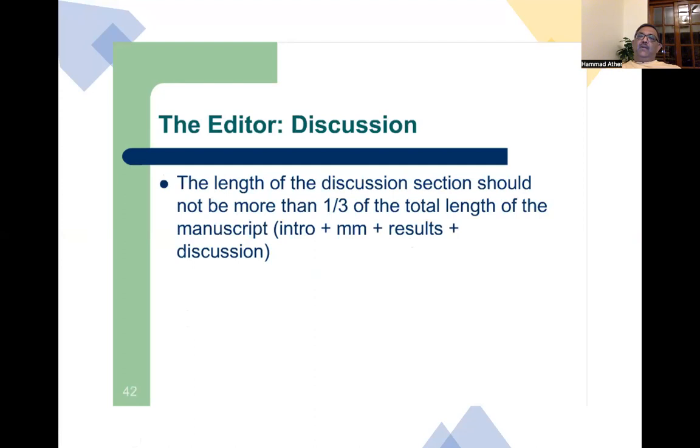When the editor looks at the discussion, the length of the discussion should not be more than one third of the total length of the manuscript, which means introduction, materials and methods, results, and discussion. So if the allowed length is 3,000 words, your discussion should not be more than 1,000 words.